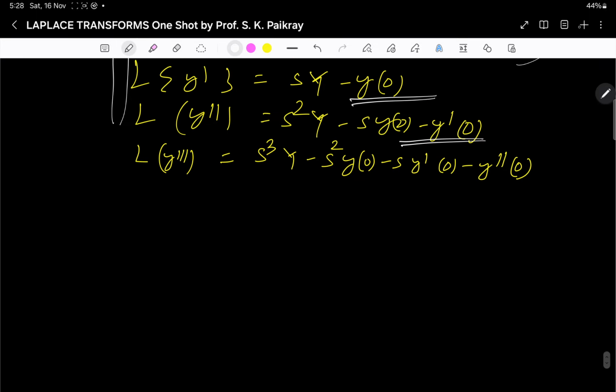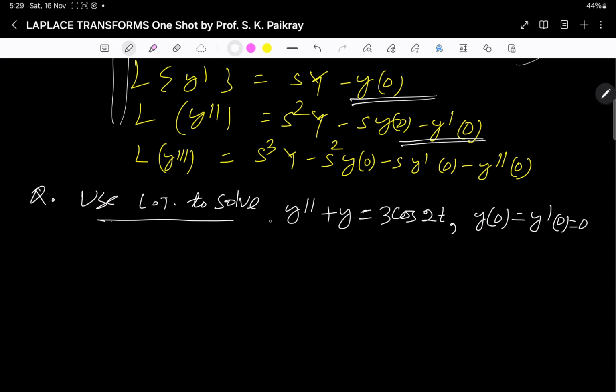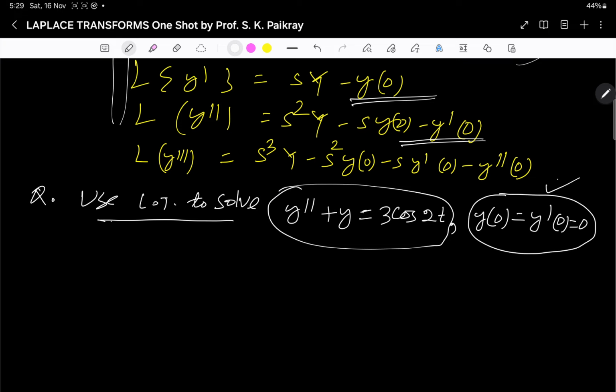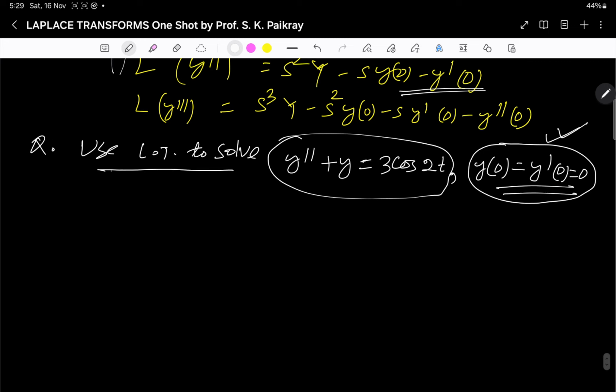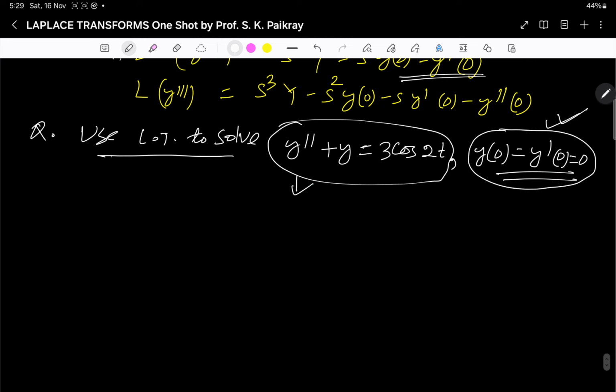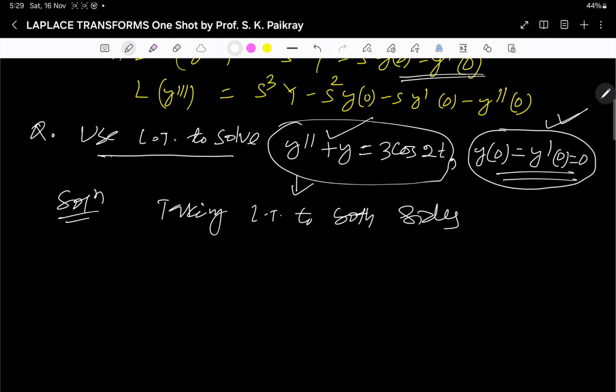Suppose you are asked to use Laplace transform to solve this differential equation, and I have told you this is an IVP, so the initial conditions are given. This has to be given, otherwise we cannot solve it. Now apply this, taking Laplace transform to both sides. You have L of y double dash is s square Y minus s y(0) minus y dash (0) plus Laplace of y. Laplace of y is simply capital Y.